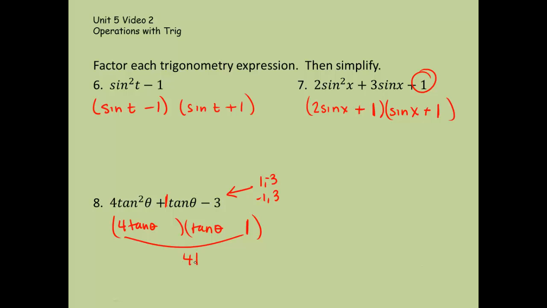So that means I have 4 tangent of theta. Then in the center here I'm going to put the 3, which would give me 3 tangent of theta. So which one do I want to be positive and which one do I want to be negative? Well, I want the 4 to be positive because I want a positive left over, and then this one is negative. So this is the resulting factorization of number 8.